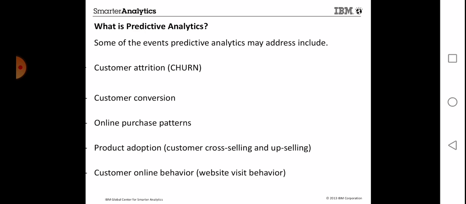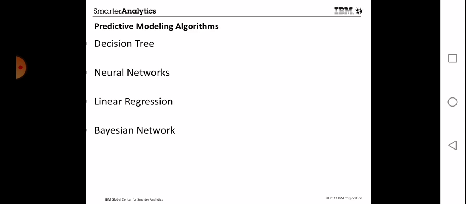We have the churn or the customer attrition. This is the rate of customers moving out or quitting out of the service. Also the customer conversion, the online purchase patterns, product adoption, sorry, or the customer cross-selling and upselling, and also the customer online behavior, the website visit behavior. You also have the predictive modeling algorithms, the decision tree, neural networks, linear regression, and the Bayesian network.